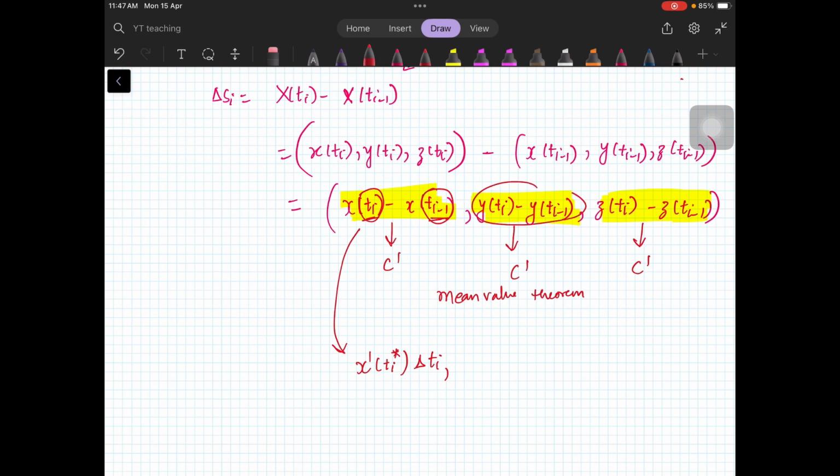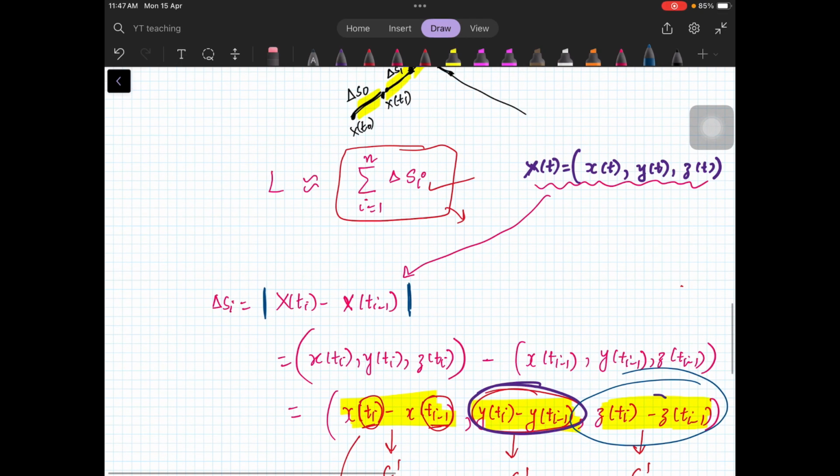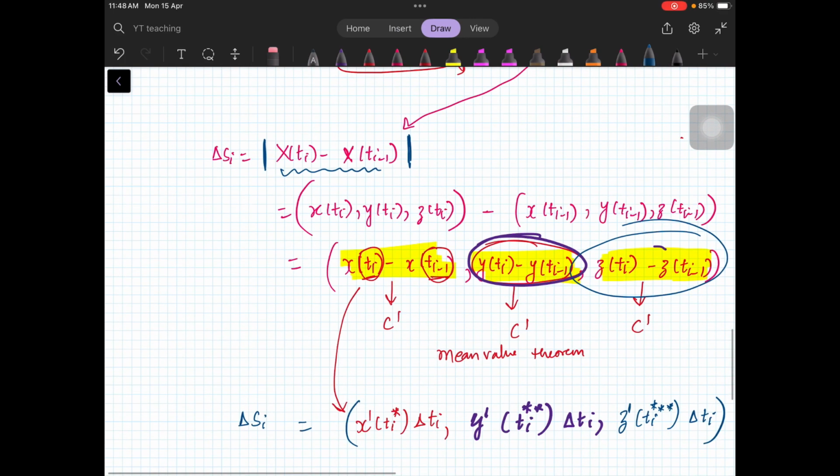And similarly, this quantity here, let me change the color, is y prime at ti double star, some other point, times delta ti, okay? And similarly, this quantity here is z prime at ti triple star times delta ti, right? So this is your delta si. It is actually the magnitude, right? Because delta si is the length, so length has to be the magnitude. So we'll take the magnitude everywhere.